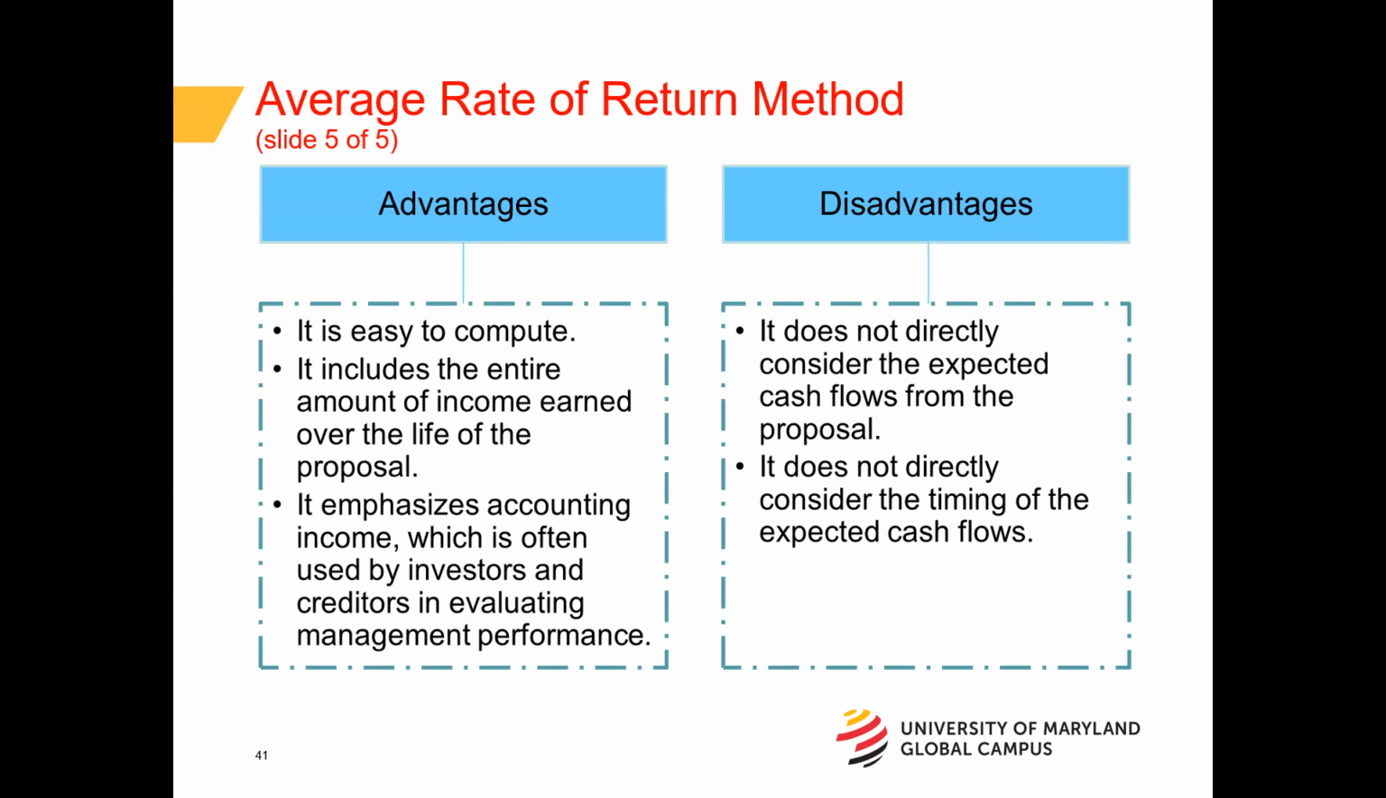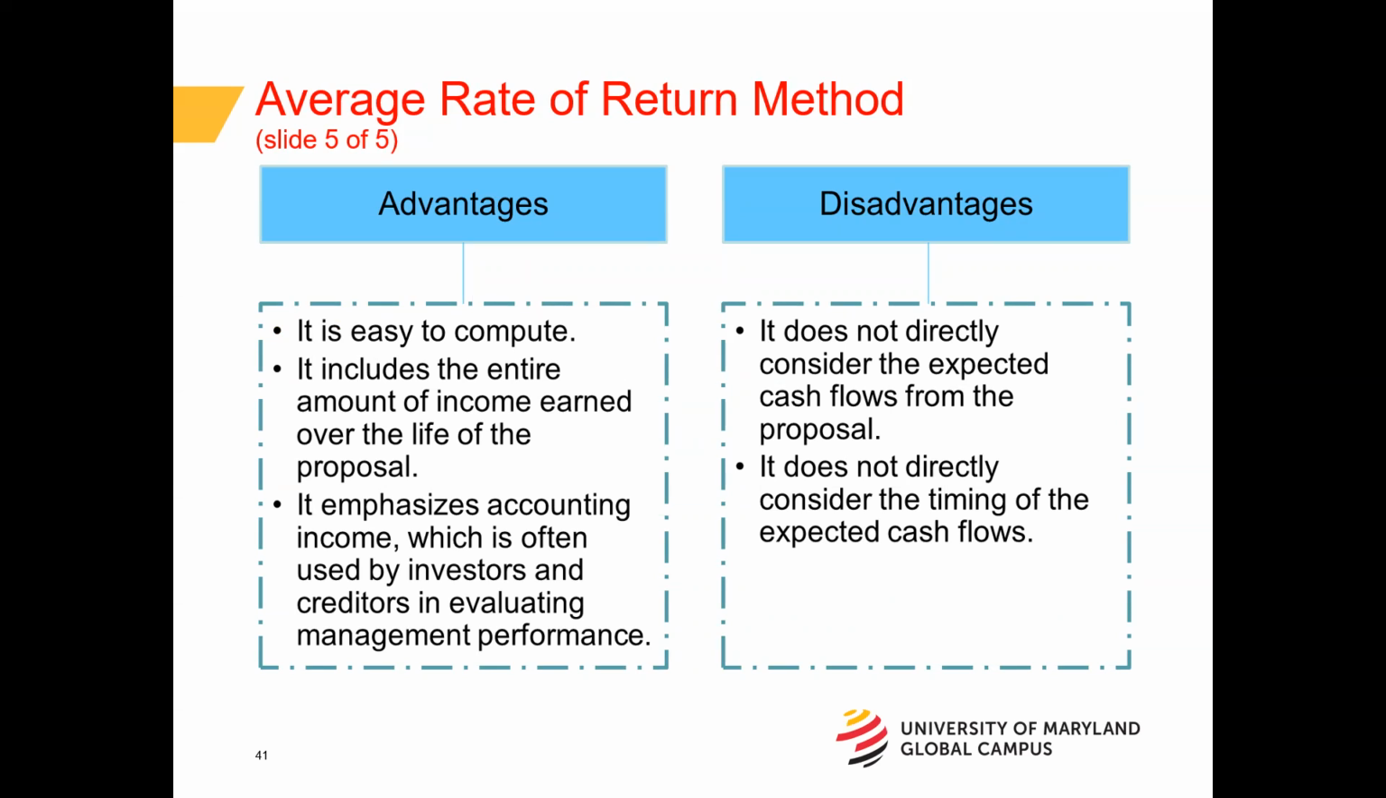A couple of advantages of this method. It's very easy to compute. It includes the entire amount of income earned over the life of the proposal. And it emphasizes accounting income, which is typically used by investors, creditors, and management. Disadvantages: it does not directly consider the expected cash flows from the proposal, and it does not directly consider the time of the expected cash flows. We'll talk about those two methods here shortly.